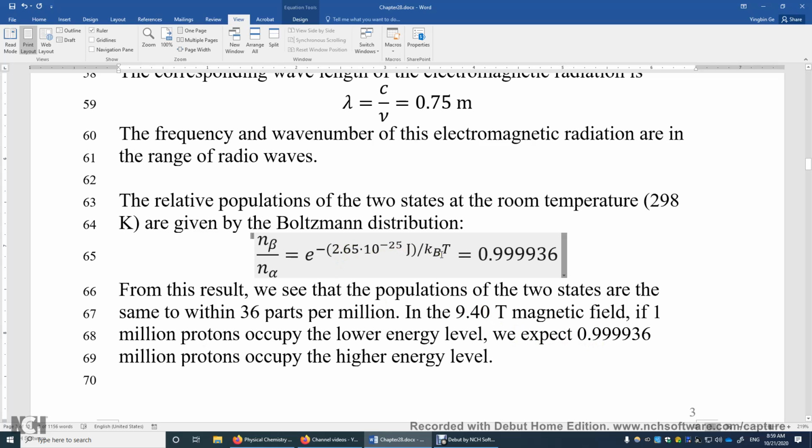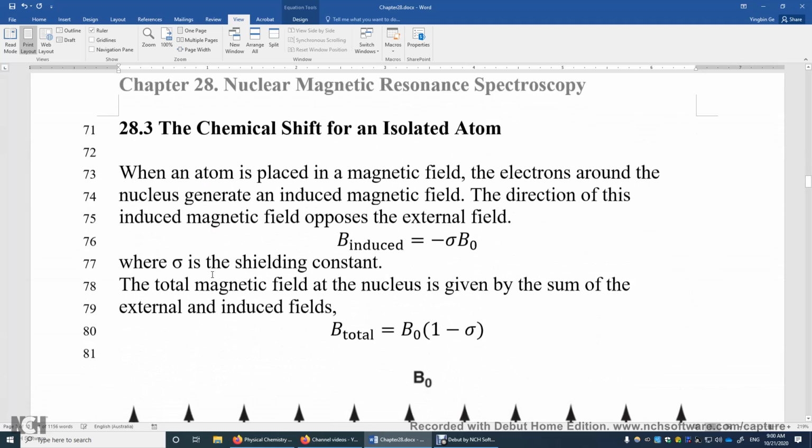This is much smaller than kBT. So again, kB is 1.38 times 10 to the power of negative 23, and temperature is 300 K. So kBT is roughly 4 times 10 to the power of negative 21. So you got 10 to the power of negative 25 on top, 10 to the power of negative 21 on the bottom. That's why you have a ratio very close to 1.